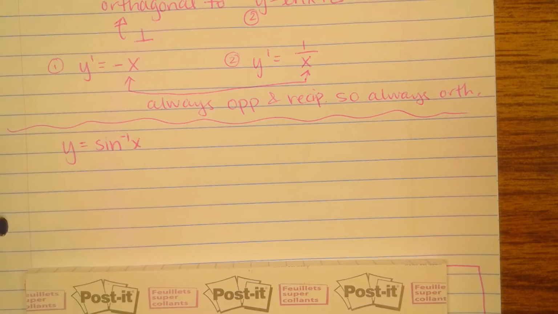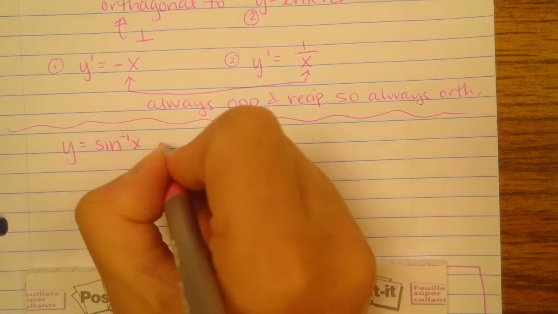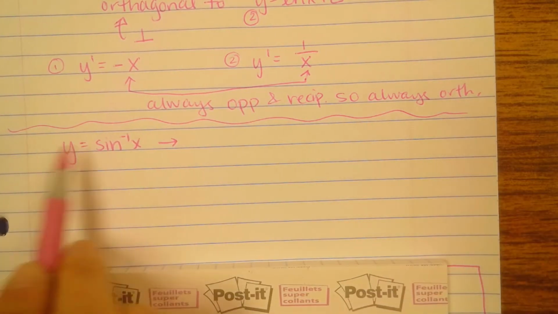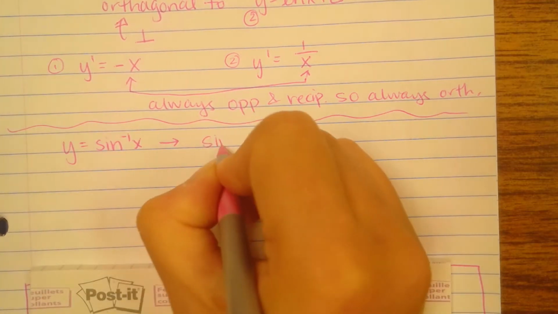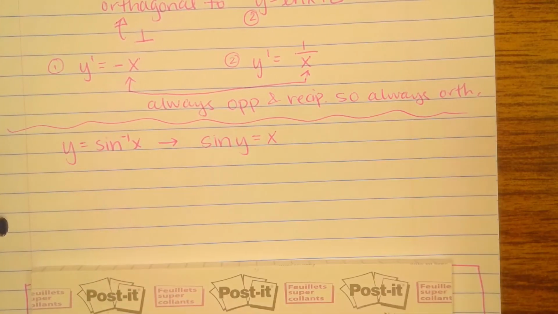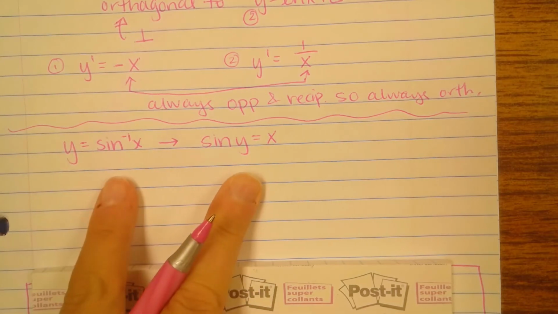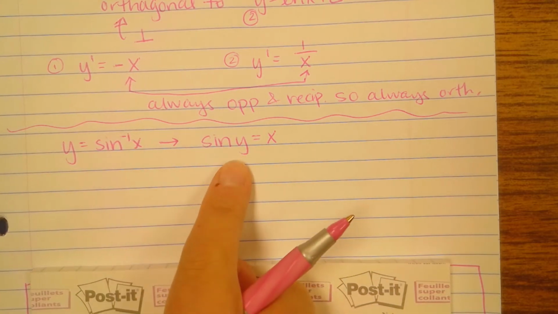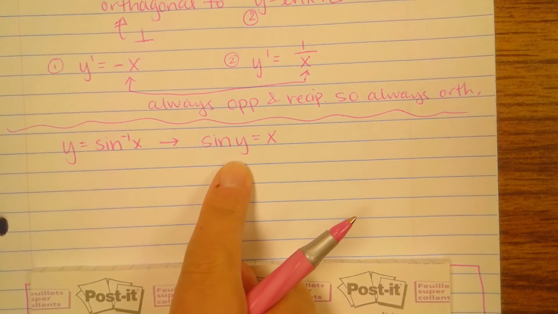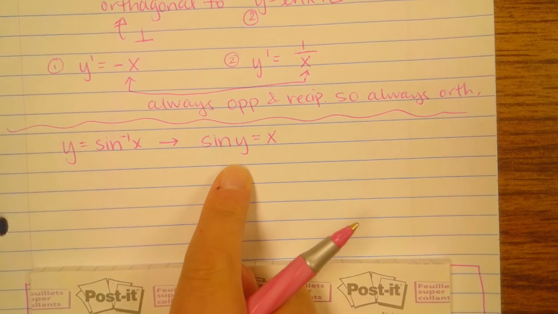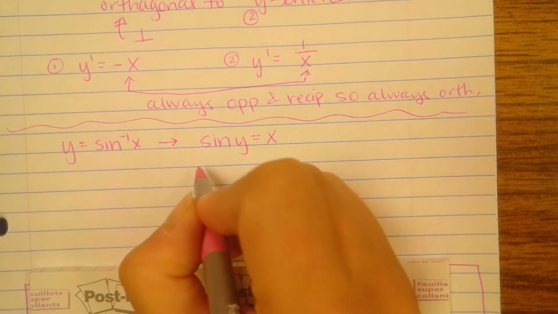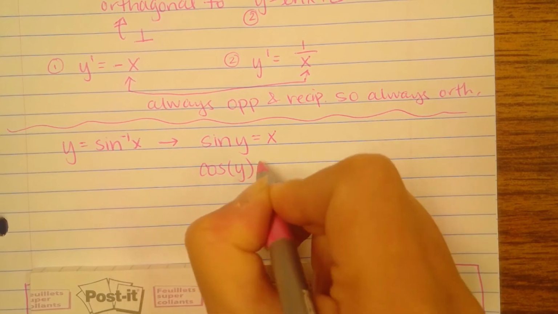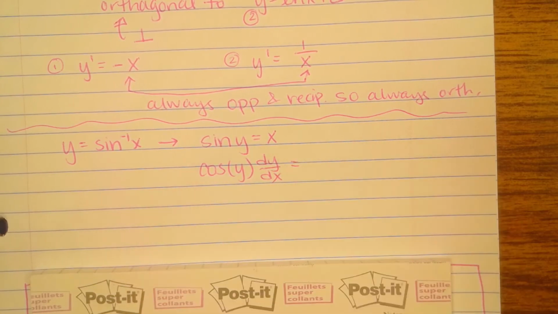Same thing here. I know that sine x and inverse sine are inverses of each other, so instead of writing it this way, if I take the sine of both sides, I'd end up with sine y equals x. So sine of sine inverse just cancels out. These are equivalent functions, they just look a little bit different. And now, since I'm finding the derivative, I can take the derivative of this side. I'd have to take the derivative implicitly because I don't have an explicit function. So the derivative of sine is cosine of the inside piece times dy dx, equals the derivative of x, which is just 1.